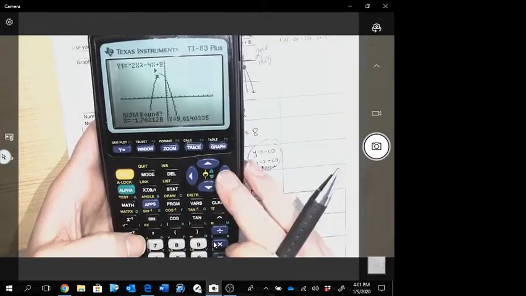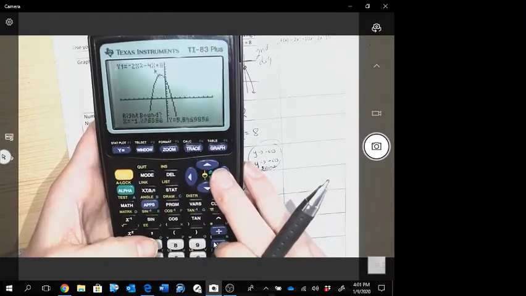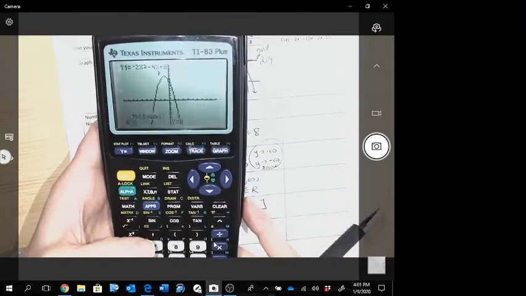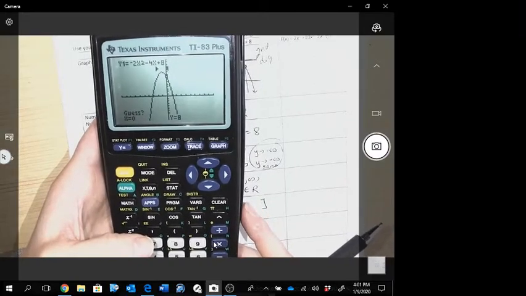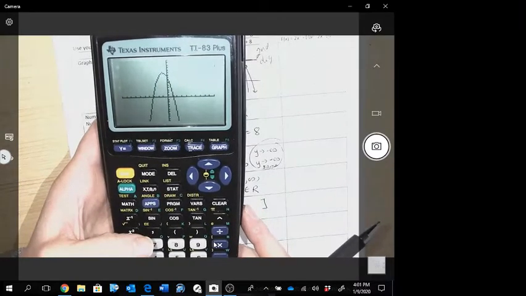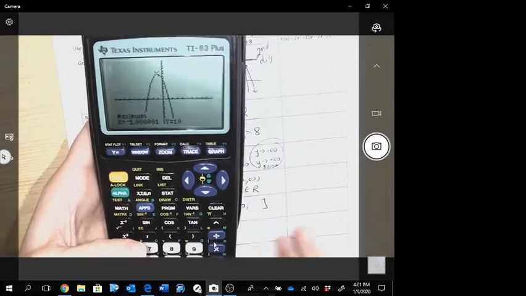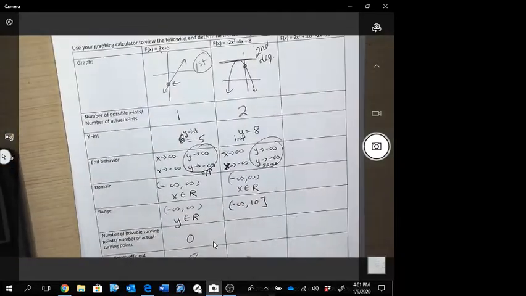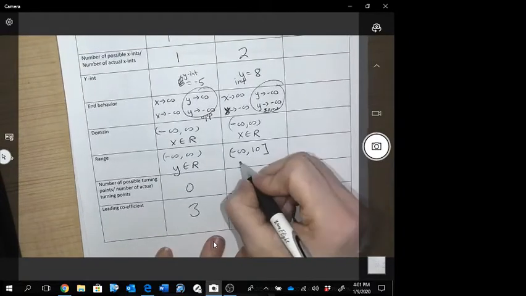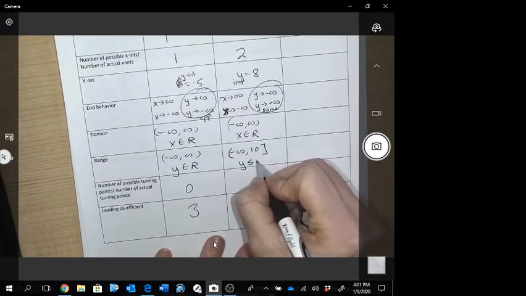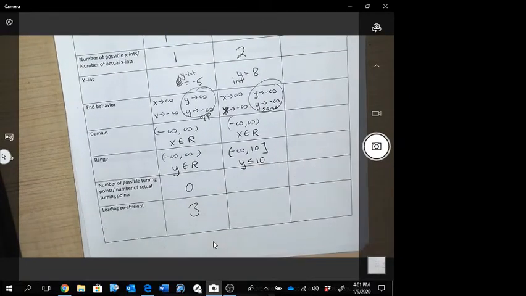Now it tells me move right. So I'm moving it to the right. Make sure you're right of that max. Enter, and then guess. So enter, and now it's calculating. So what's the highest? 10. And the other way to write that is y is less than or equal to 10.